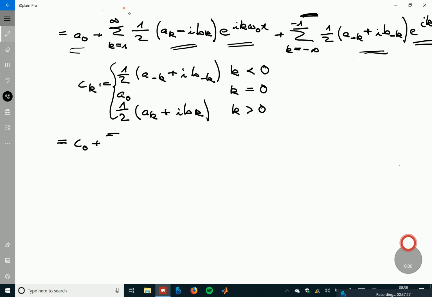And then we can replace our 1/2 a_k minus i b_k by our c_k. Note that k is here, there's a minus sign, that's why I got it wrong. Our c_k, so k is positive. Our c_k for positive k is defined as 1/2 a_k minus i b_k, which is this. And this is why there needs to be a minus sign. So we get this.